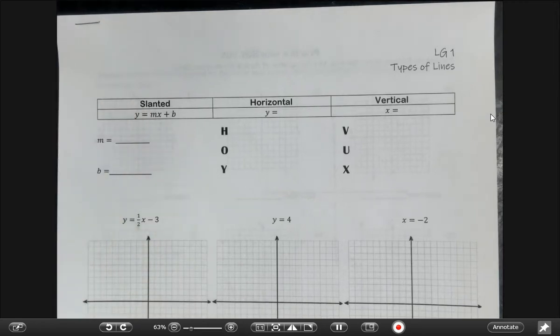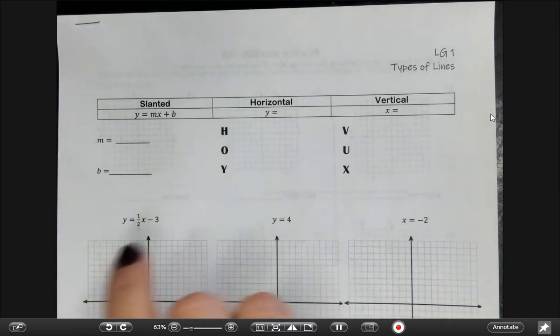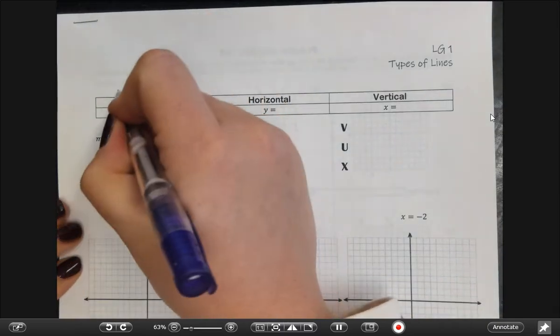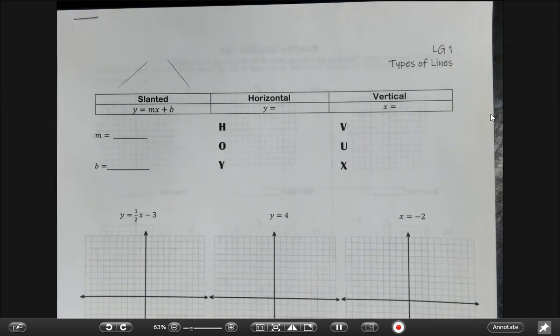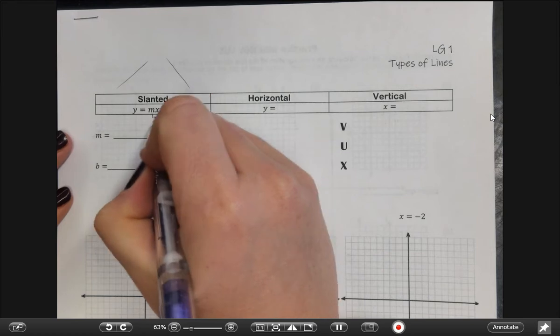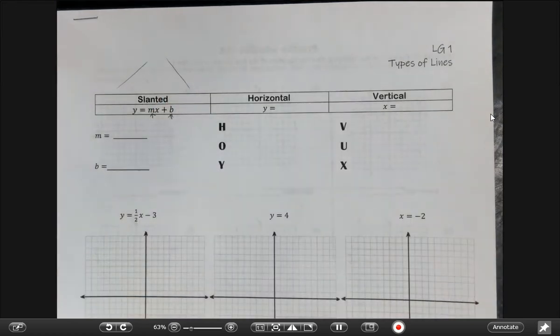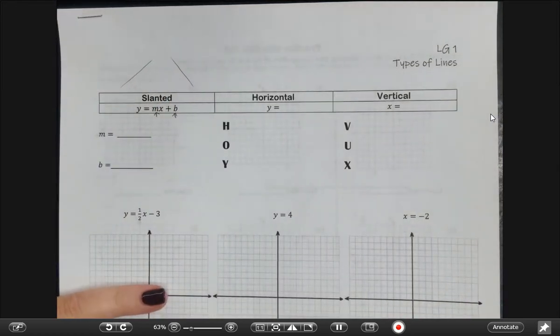Slanted lines are, if you stand with your arms out and you move them up and down like you're dancing, that means slanted. So we have slanted lines. They kind of look like this or like this. They're slanted. And what makes them slanted are these things right here: this little thing and this little thing. It has a slope and it has a y-intercept.